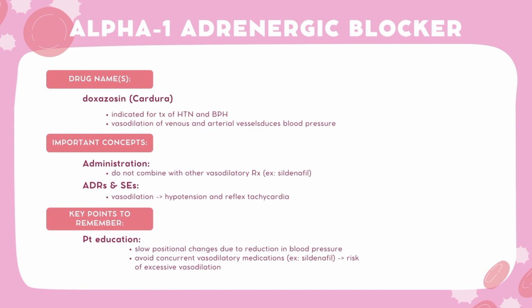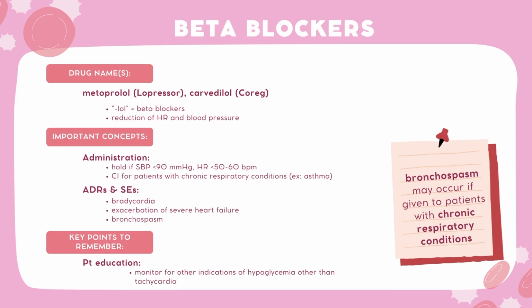On to beta blockers, which you can recognize due to the LOL at the end of their generic names. These drugs reduce cardiac excitation and workload, reducing both heart rate and blood pressure. While these outcomes can be therapeutic for some patients, the medication may have certain parameters set for the patient that require it to be held, such as if the heart rate is less than 60 beats per minute.